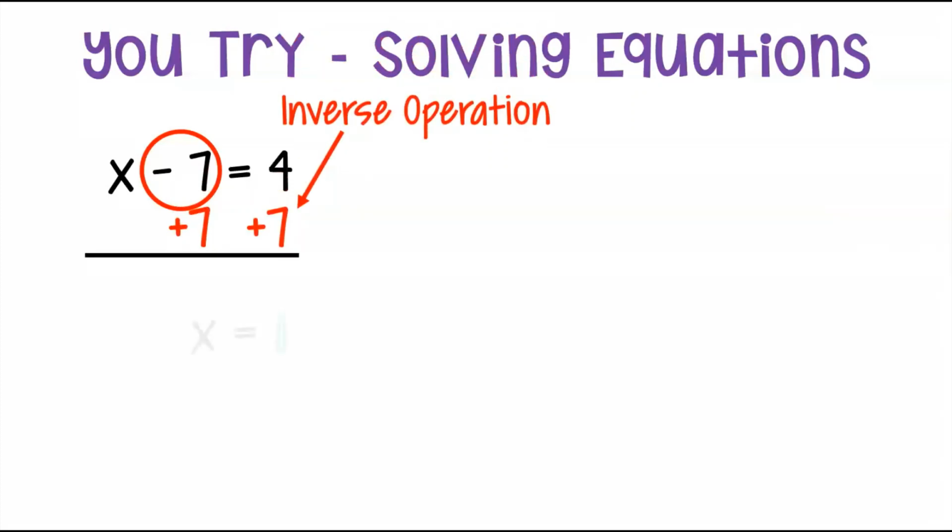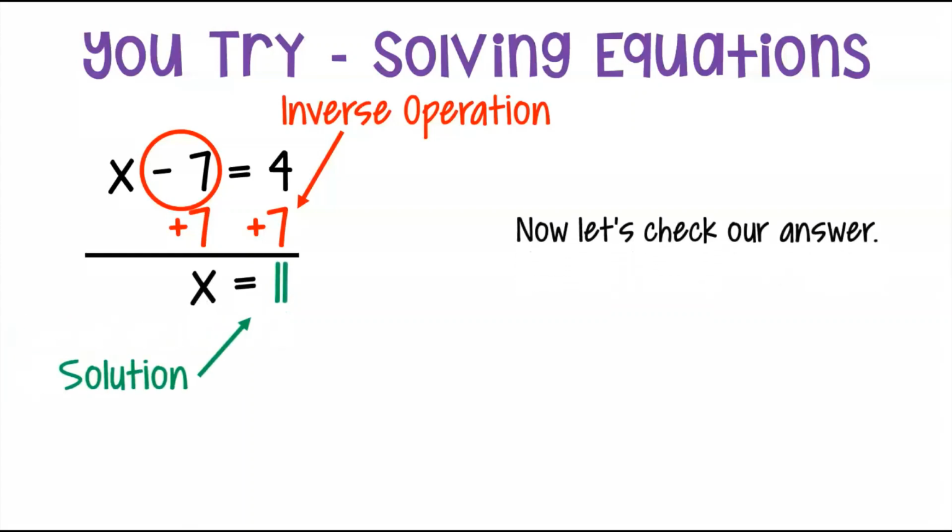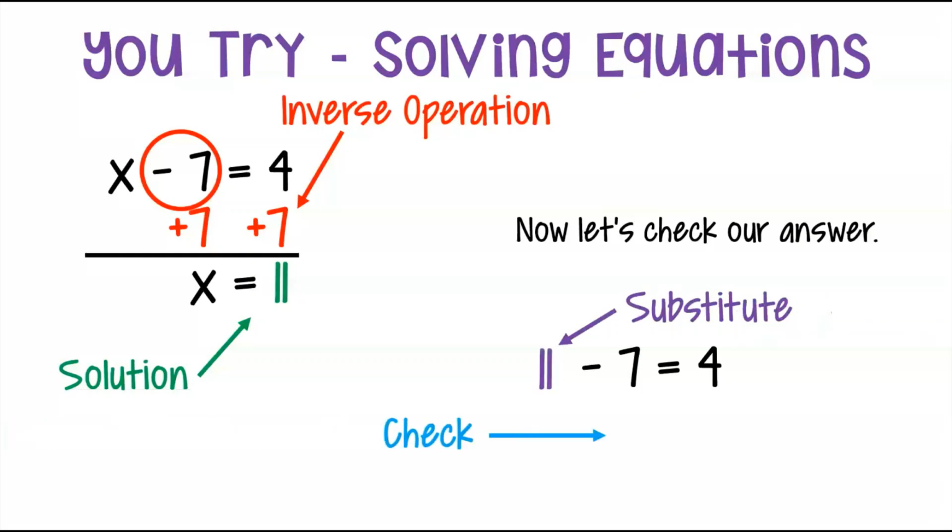When we actually do the math, we get that x will equal 11. That is our solution. And we always want to check our answers to make sure we're correct. So we take the original equation and we substitute in the value 11 where x is. If I take 11 and I subtract 7, I find that I get 4 on both sides of the equation, so I know I've got a good solution.